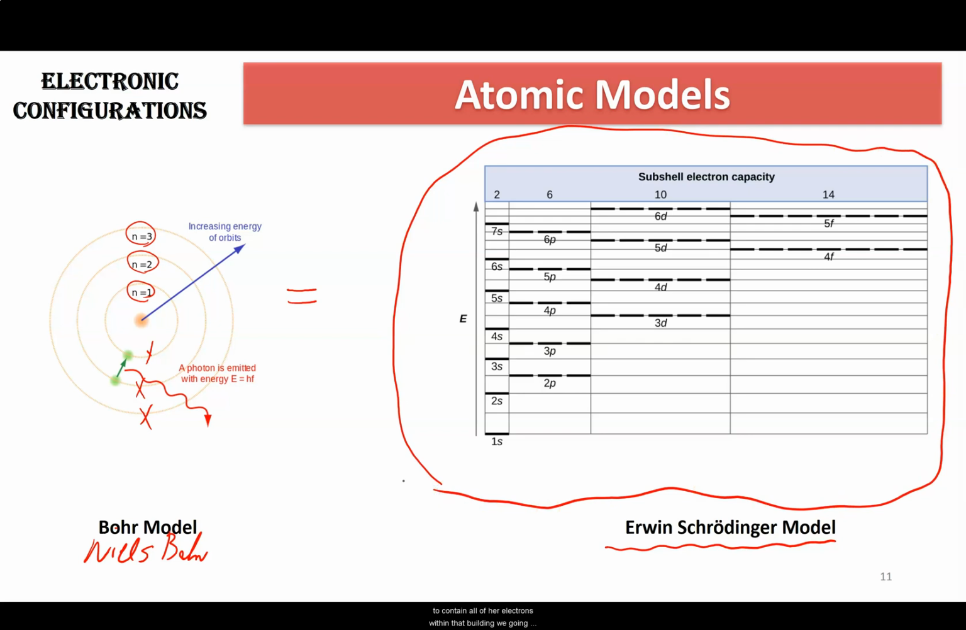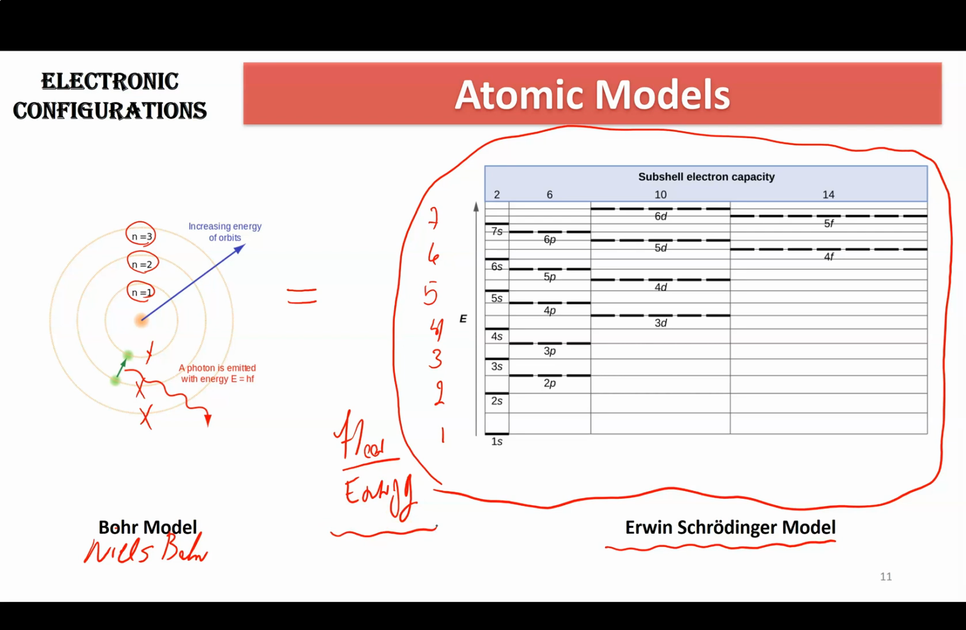And within that building, we're going to have different floors. I'm going to have the first floor, the second floor, the third, fourth, fifth, 6, 7, and so on and so forth. So these are different levels. These are different floors of the building, and each floor has its energy level.